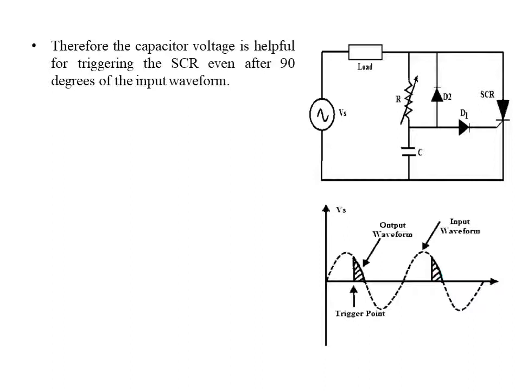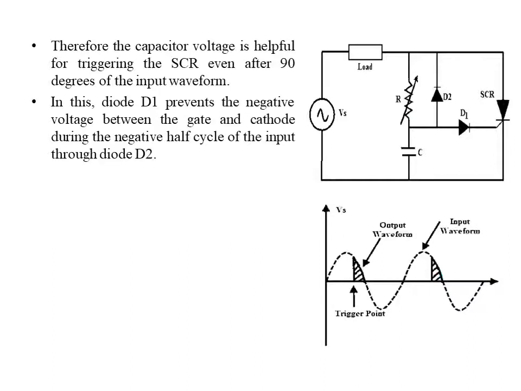So, the shortcoming in case of the resistance firing circuit was that it can be triggered up to 90 degrees, which is overcome in the RC firing circuit, and it is mainly possible with the help of capacitor voltage for triggering of SCR even after 90 degrees of the input waveform. In this, diode D1 prevents negative voltage between gate and cathode during negative half cycle of the input through diode D2.